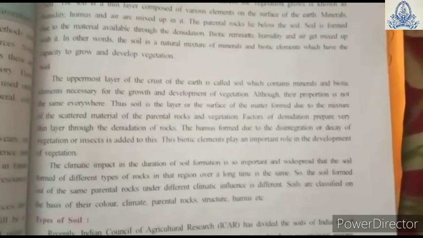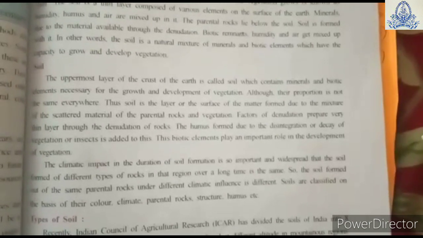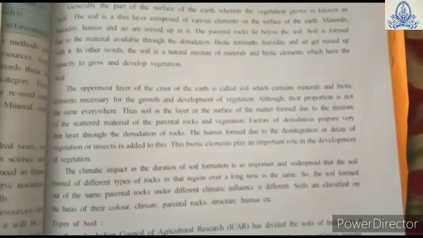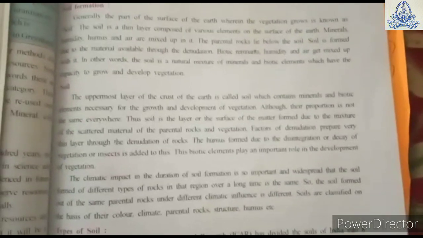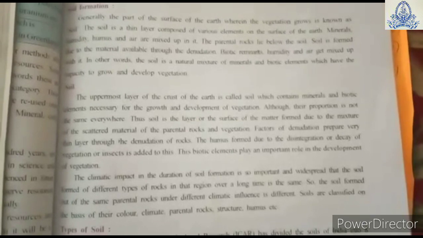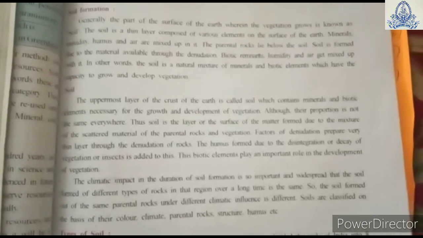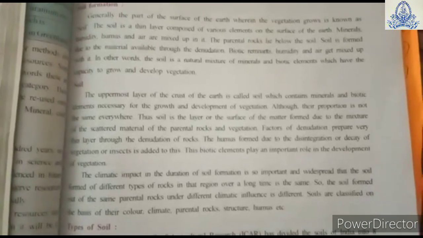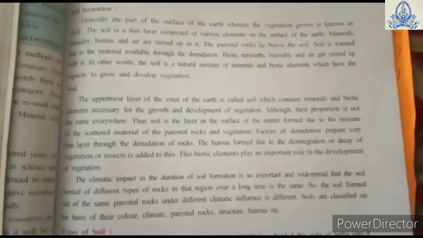Now the next topic is soil. First of all, know what soil is. The uppermost layer of the crust of the earth is called soil, which contains minerals and biotic elements. In previous classes and in science also, you have studied a lot about soil and soil formation. Soil is a thin layer on the surface of the earth and is composed of various elements. The part of the surface of the earth where vegetation grows is known as soil. In other words, soil is a natural mixture of minerals and biotic elements which have the capacity to grow and develop vegetation.